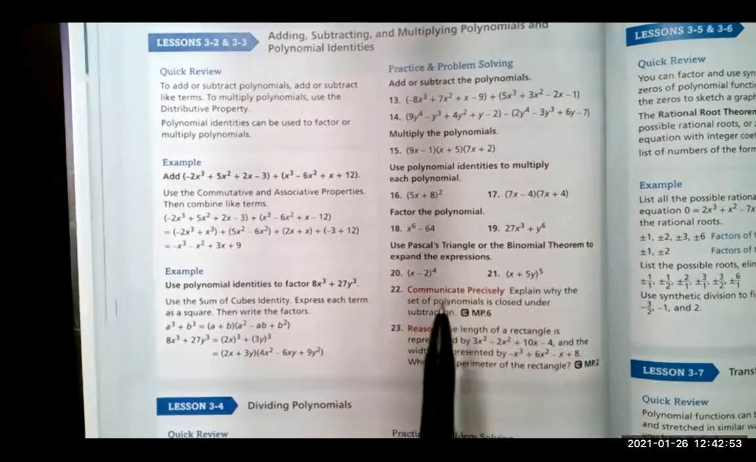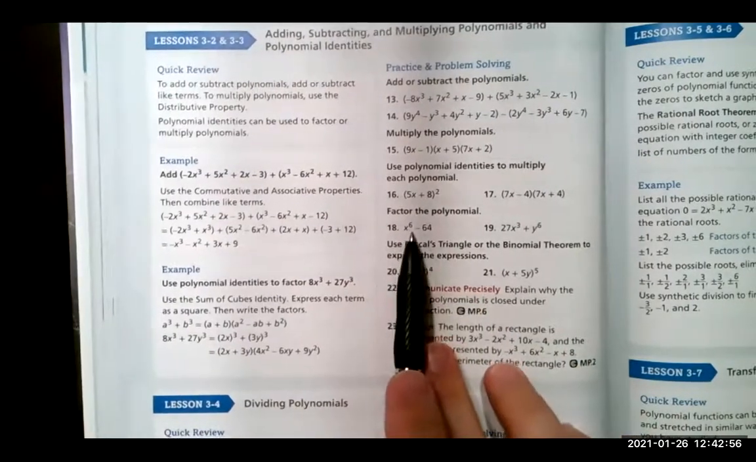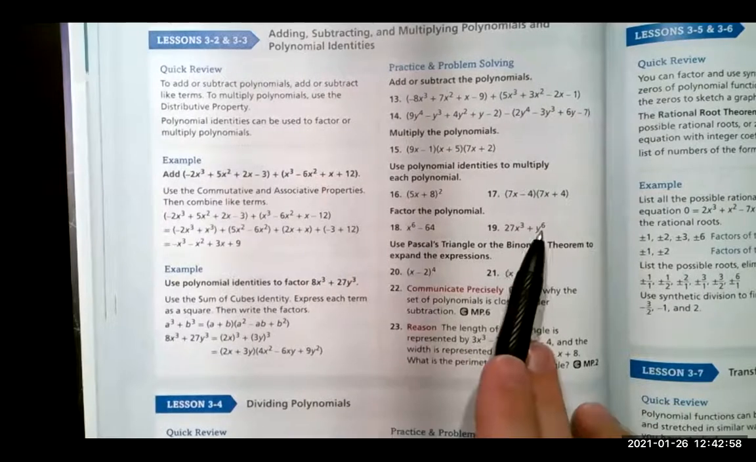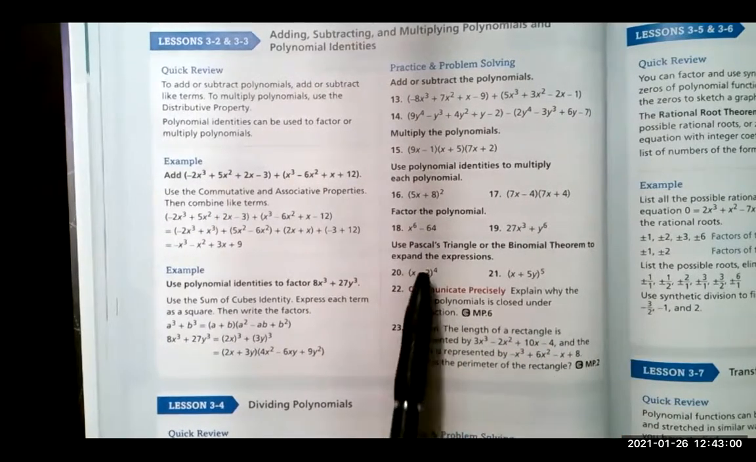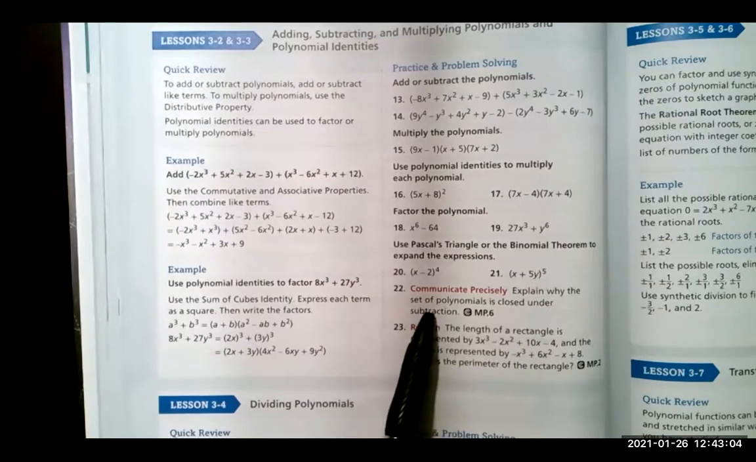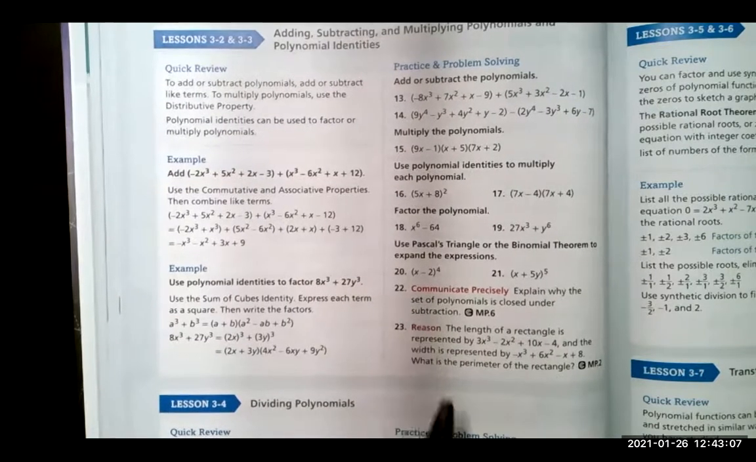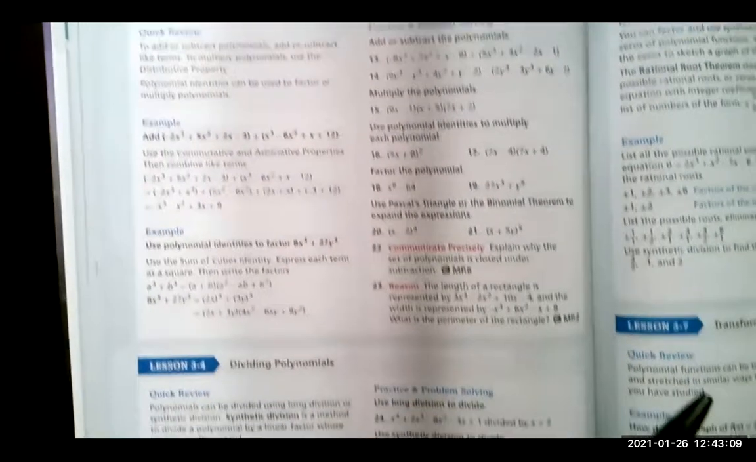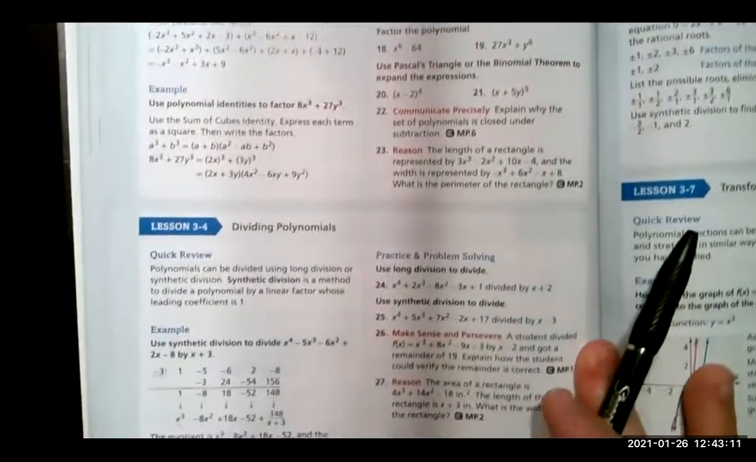So I'm going to skip polynomial identities. I'm going to skip factor the polynomial because, again, this uses identities from that section. So I'm not going to do that. Pascal's triangle and the binomial theorem, same idea. I'm going to skip that. And then 22 also falls under 3.3, but I think 23, if it doesn't fall under 3.3, I can make it fall under 3.2.